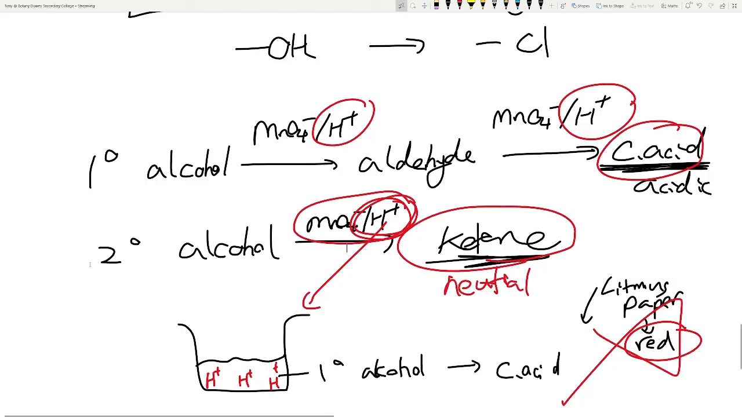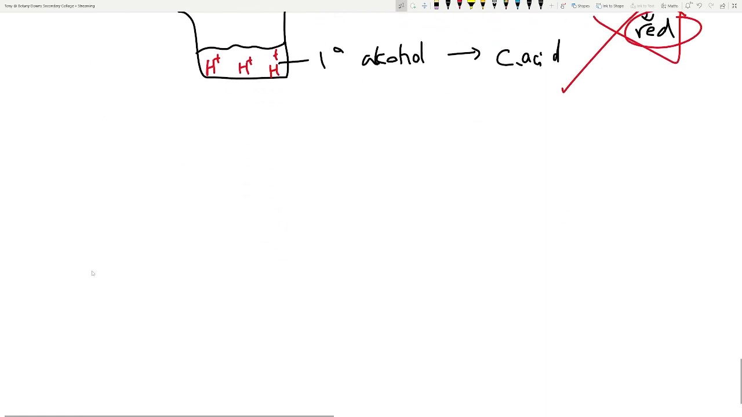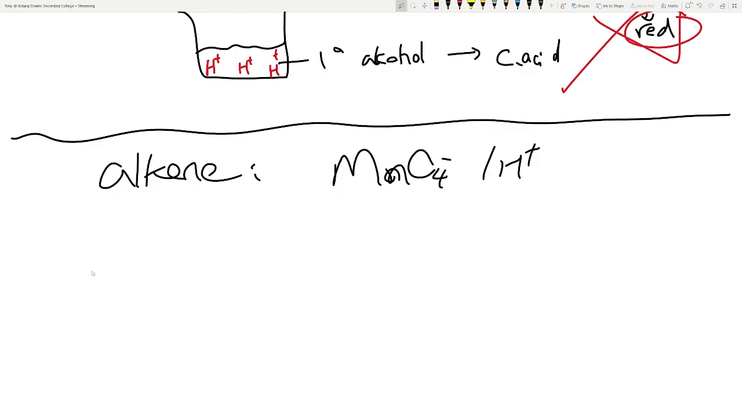So this is where the Lucas test comes in quite handy. That's one thing that you could do. Now, something else that I haven't covered: if you have an alkene, sometimes you can use MnO4- /H+. This will give you a diol. The alkene will turn into a diol, and this will go from purple to colorless.